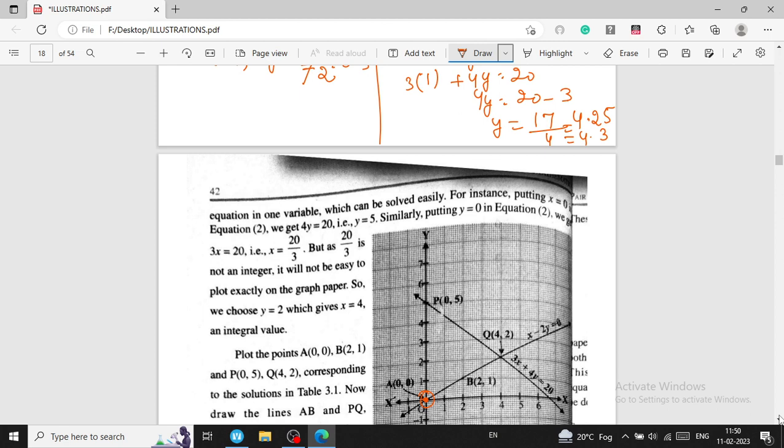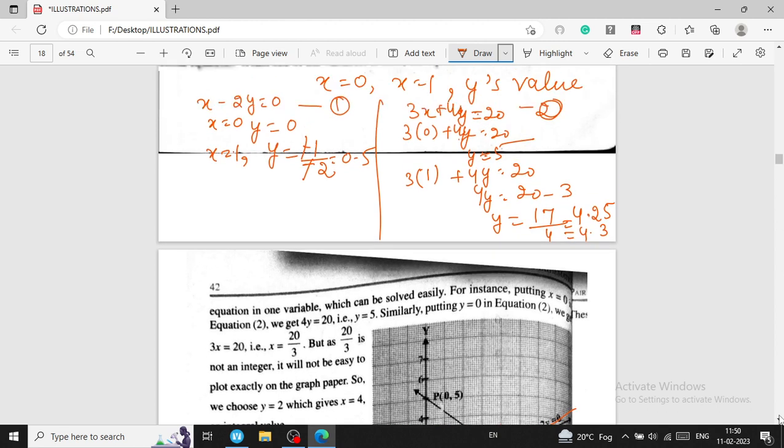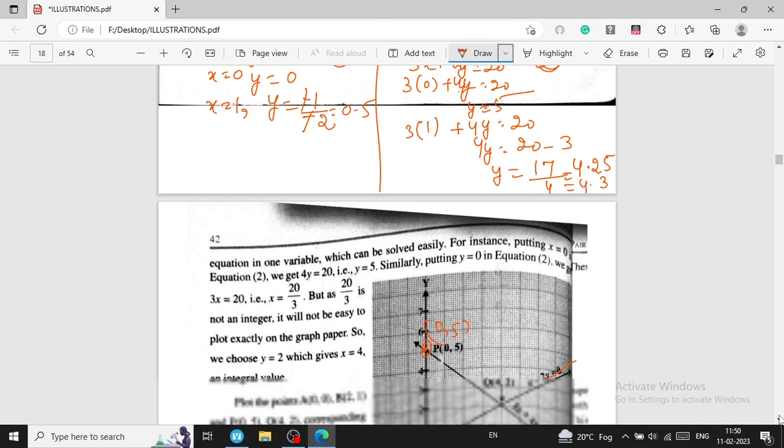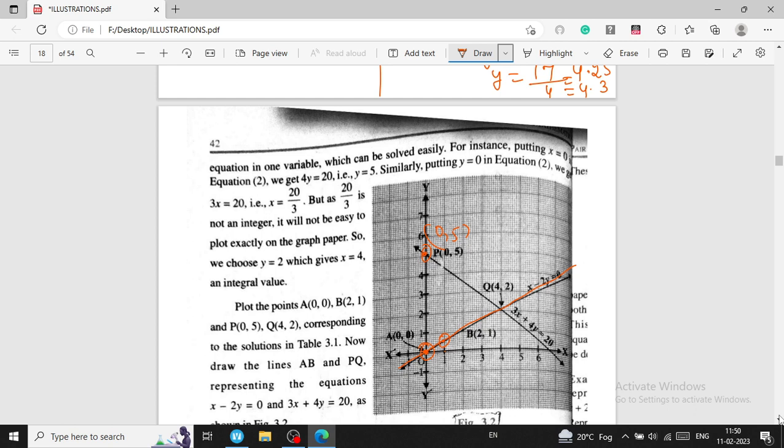First point here. And second, when we take x 1, y's value is 0.5. That means something here. You can draw this line like this. When we take 0, then y will be 5. So that's why we take here 0 and 5. When we take 1, then we will find approximately 4.3 here. Now you can draw this line.